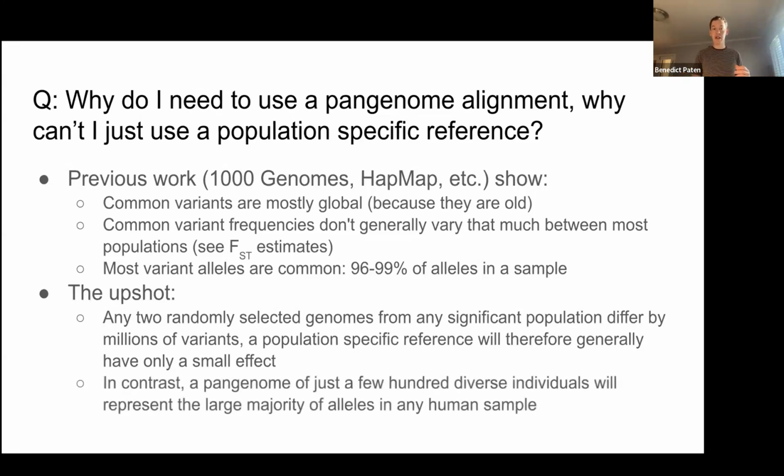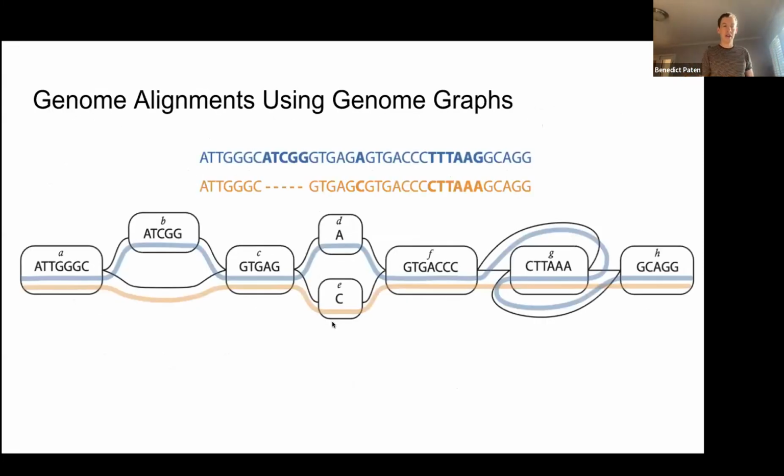But in contrast, a pan-genome of just a few hundred individuals will represent the large majority of alleles in any sample. That is, we don't need to build a very big pan-genome to get almost all of the common variants. Okay, so that's an explanation for why it's really important to have a pan-genome, because we need to be able to represent the variants that are shared in our population properly. So now I'm just going to talk a little bit about how we built up the pan-genome and the things we can do with it.